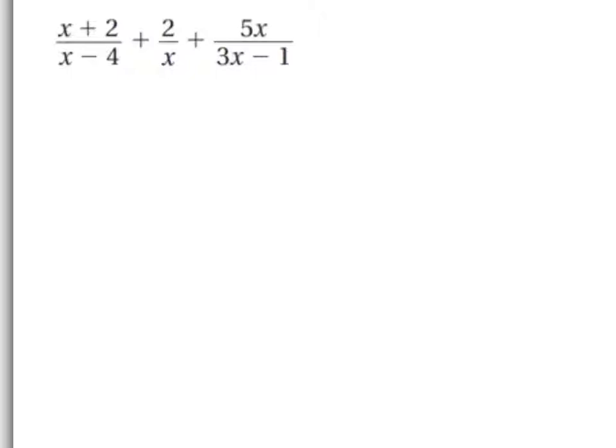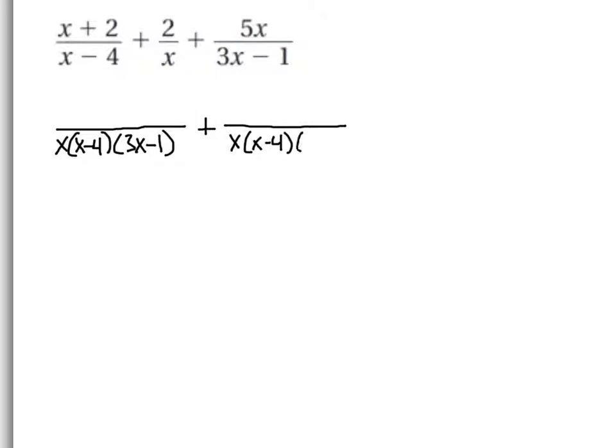So to get our common denominator, we want each fraction to have that same denominator. So therefore, we want them to have all 3 pieces. So we're going to have x times x minus 4 times 3x minus 1. That is going to be our common denominator. So each of these fractions needs to have the denominator x times x minus 4 times 3x minus 1.